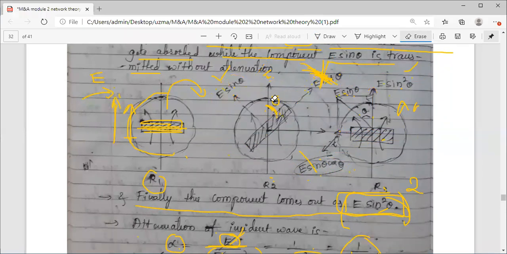There is one assignment for you today. In this, I have drawn E sin theta, which is resolved into two components. I have written E sin theta cos theta and E sin square theta. You have to find out how we get these two horizontal and vertical components. That is the assignment for today's session.